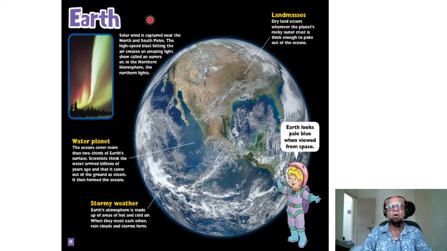Now, we already said a lot about Earth, but let's read it again from the Magic School Bus explanation of the solar system. Here are the northern lights or the southern lights again. Okay, solar wind, maybe, you can start anywhere. Here, landmass. Dry land occurs wherever the planet's rocky outer crust is thick enough to poke out of the oceans. So you can think of Earth as a water planet with land coming up in a few places. 70% of the surface area is covered by the ocean, of course, and over time the land has moved around.